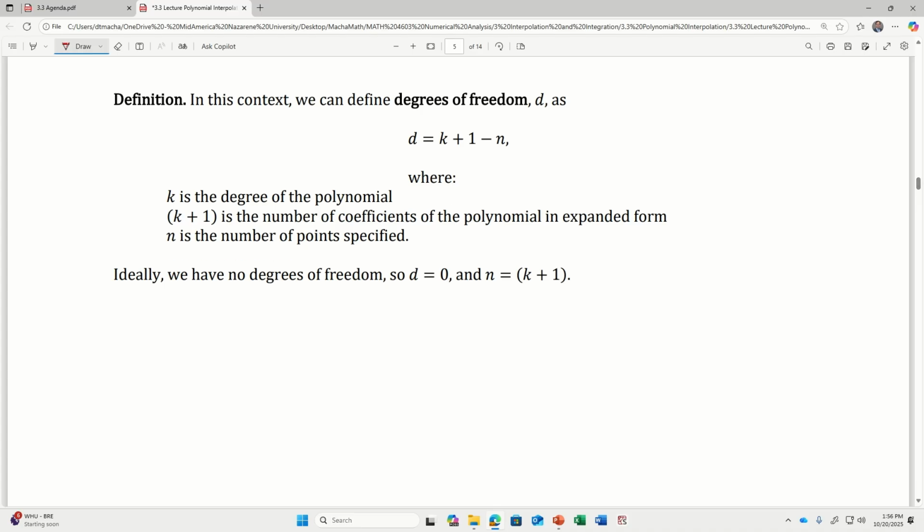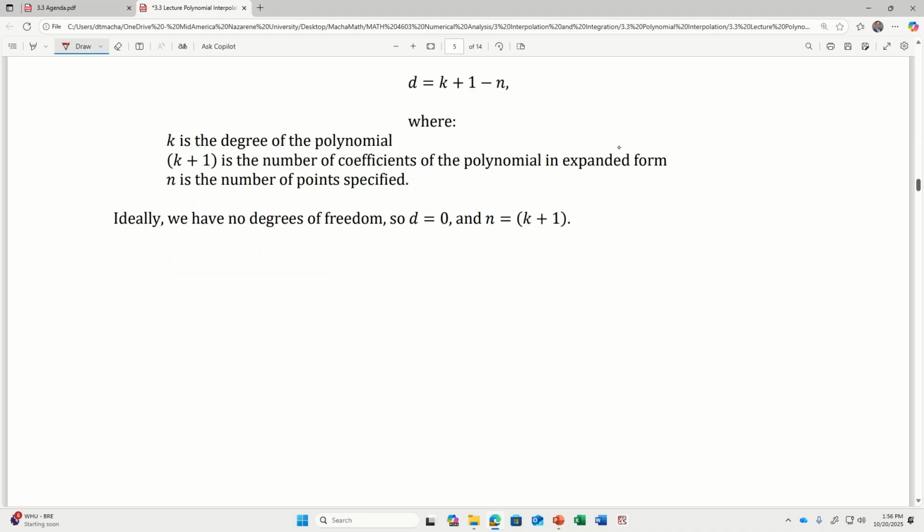If I have more than 0 degrees of freedom, a positive number of degrees of freedom, that means I've got more tunable coefficients than I really need. I have more knobs to turn than I actually need to create an interpolating polynomial. So there will be infinitely many solutions. But if my degrees of freedom are negative, then that means my problem is overspecified. I have too weak of a polynomial to fit too many points. And no matter how I turn the knobs, I can't ever make it work.